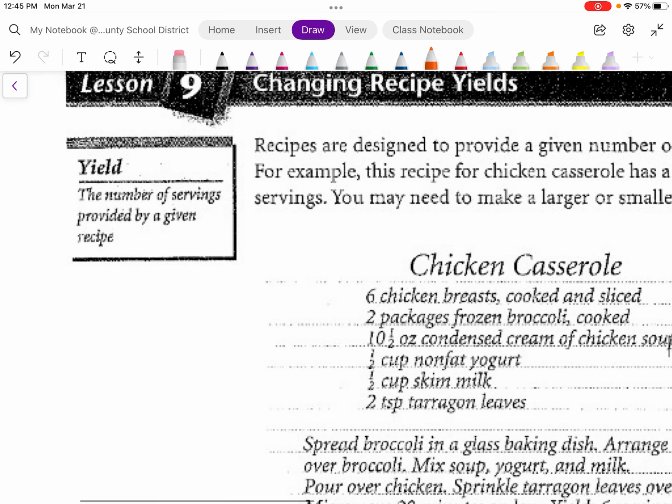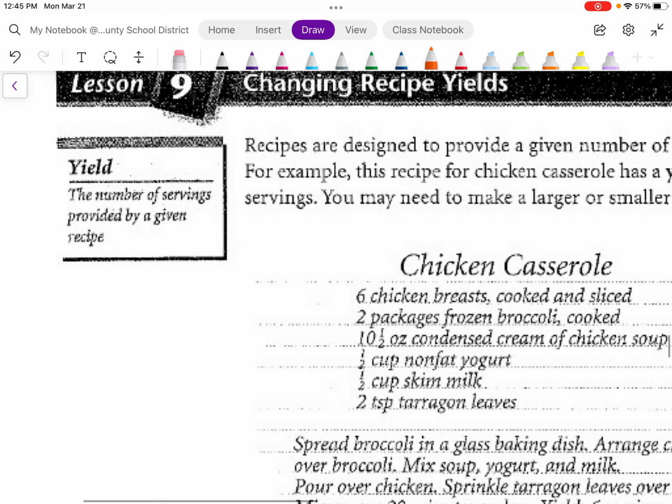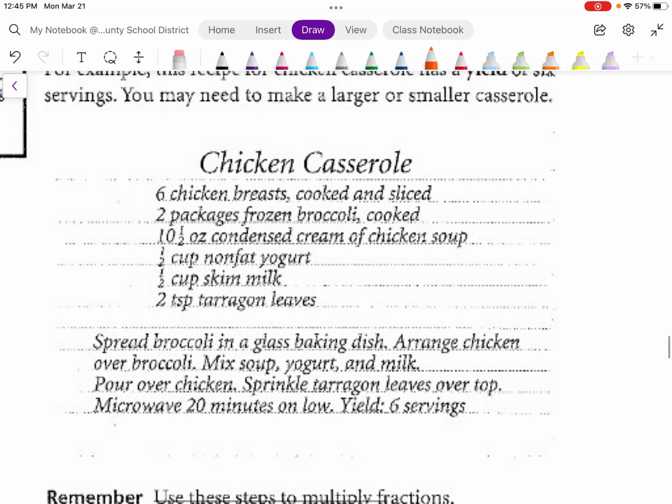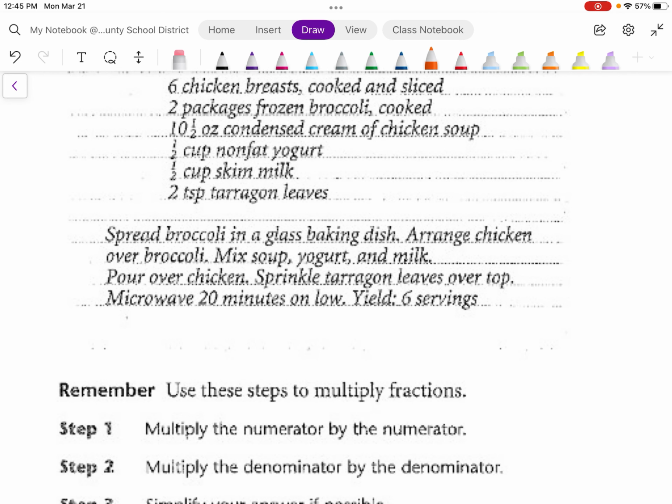Lesson 9. Recipes are designed to provide a given number of servings. For example, this recipe for chicken casserole has a yield of 6 servings. Yield is the number of servings provided by a given recipe. If you need to make a larger or smaller casserole, you're going to have to use fractions to figure out how to either reduce or increase each ingredient.